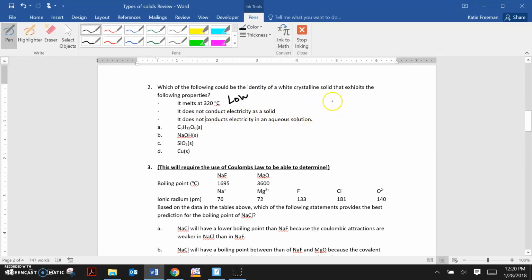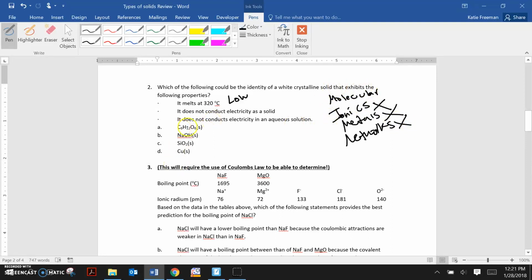and does not conduct electricity as an aqueous solution. So again, if we go back through and think about this, we have molecular solids, which have our lowest melting points. They are not going to conduct electricity in any way, shape, or form. So that looks like that could be a winner. We have our ionics, which will conduct electricity as an aqueous solution, so we can rule that out based off this last bullet point right here. We have our metals, which will conduct electricity as a solid, so we can rule that out. And we have our networks, which again will not conduct electricity in any way, shape, or form, but they also have extremely high melting points, so we can rule that out as well. So we're looking for a molecular solid.